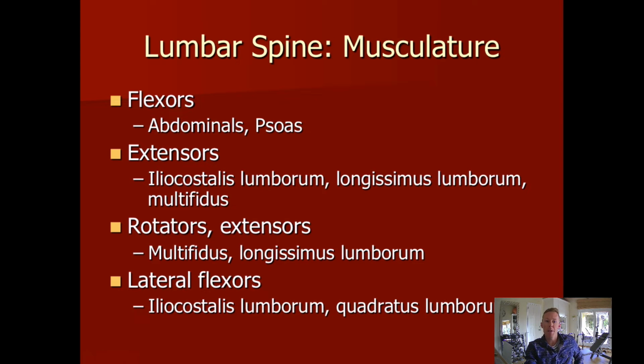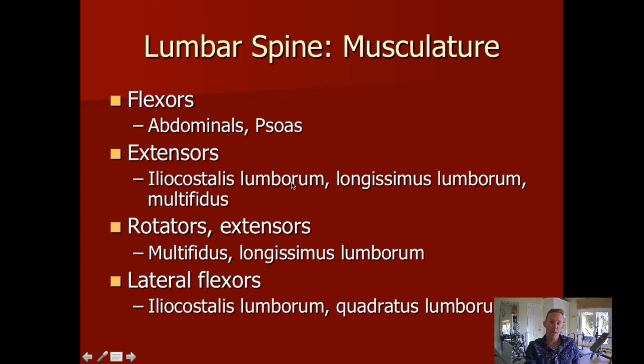Musculature in the lumbar spine, this is just broken down by categories of movement. If we think about our lumbar flexors, those are going to be our abdominals, so muscles like rectus abdominis. Our obliques can help with this, right? All those abdominal muscles. Psoas can also be a flexor.